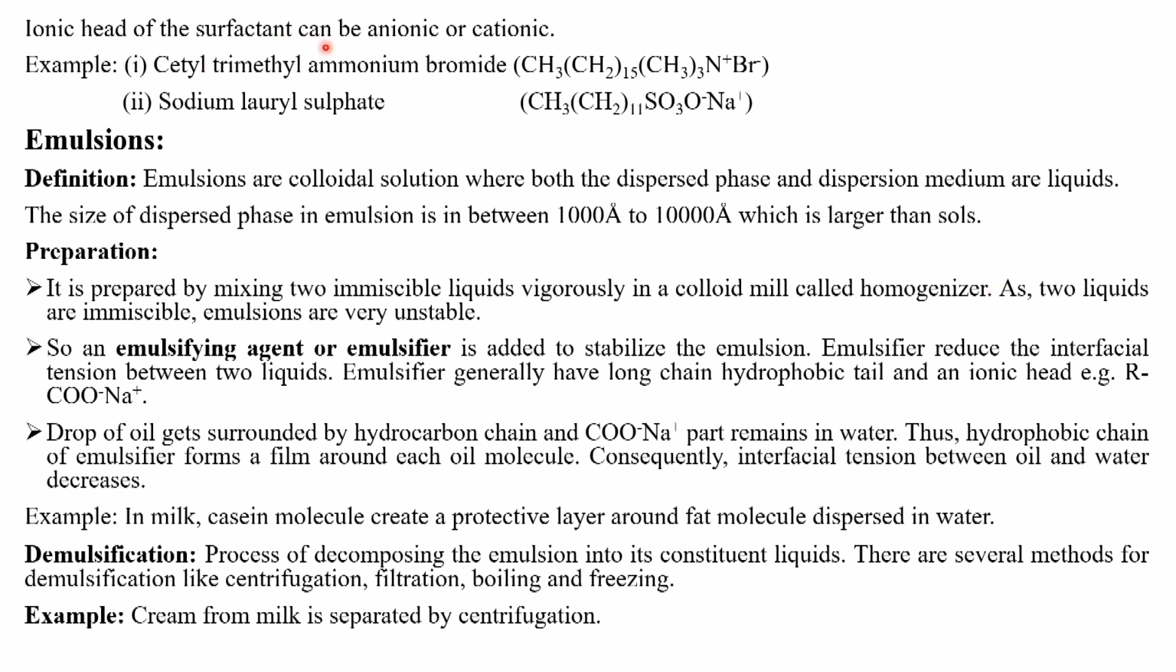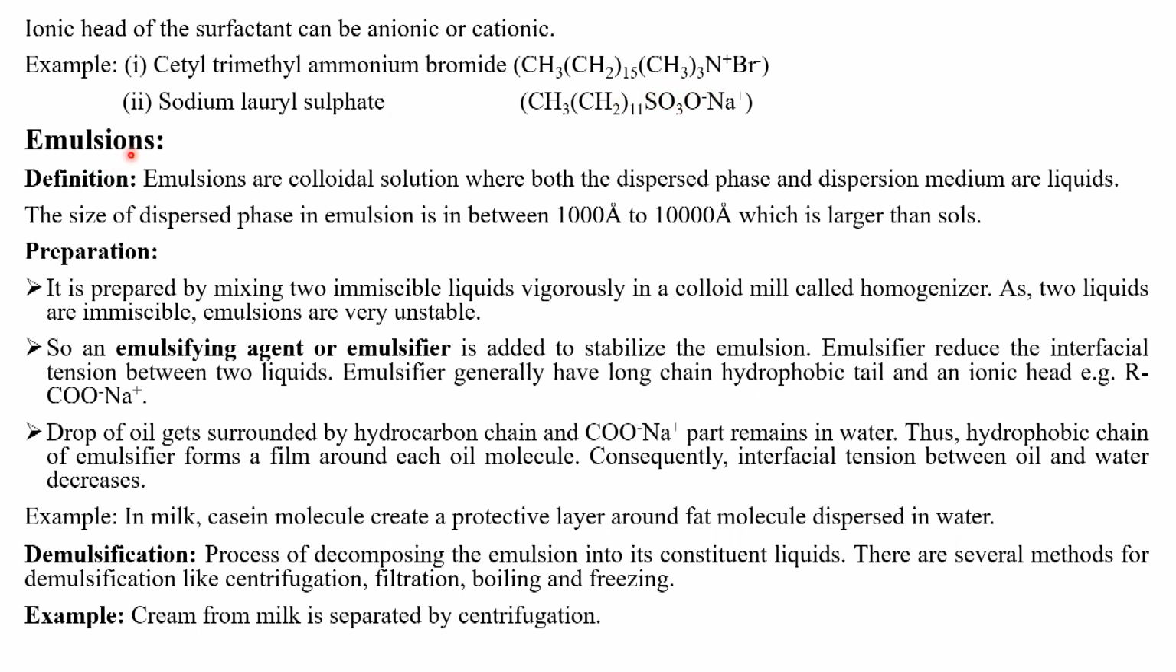The ionic head of a surfactant can be anionic or cationic. Here, for stearic acid, we are considering an anionic head group. For example, cetyl trimethyl ammonium bromide, here you can see the head group is positively charged, cationic. And sodium lauryl sulfate, you can see the SO3 minus Na plus. So the head group is SO3 minus, and this is anionic.